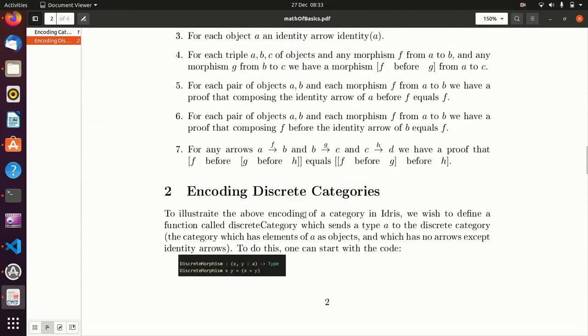And then the other thing I wanted to do was actually implement an example of a category, and I thought I'd go for a discrete category. So remember, for a particular set of objects, the discrete category using those objects is just the category that only has those objects and it has no arrows except identity arrows.